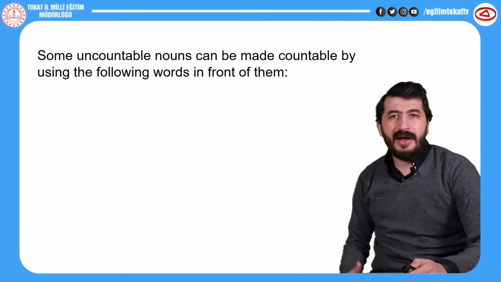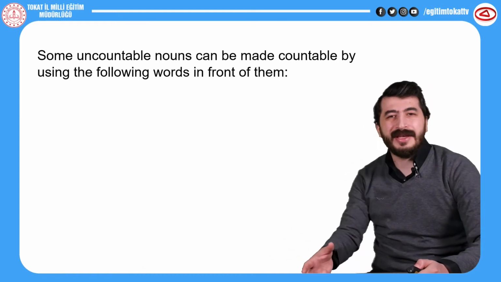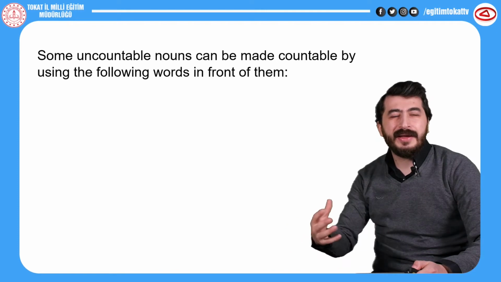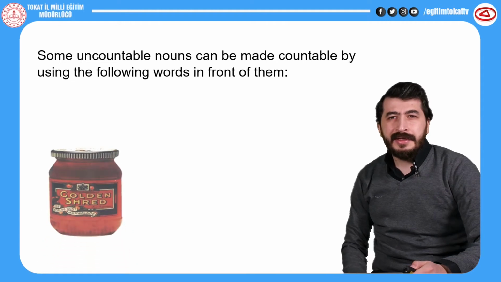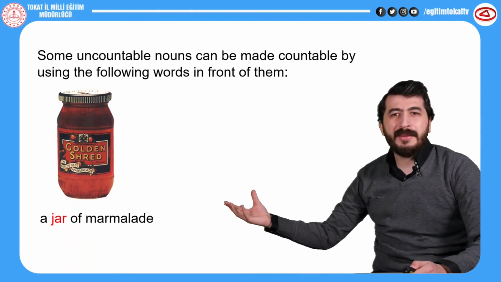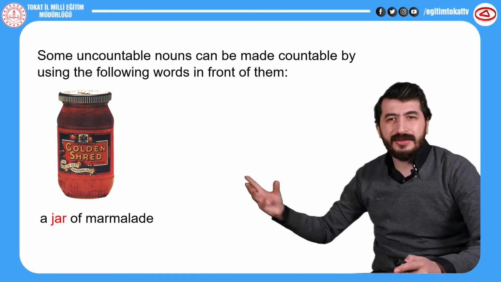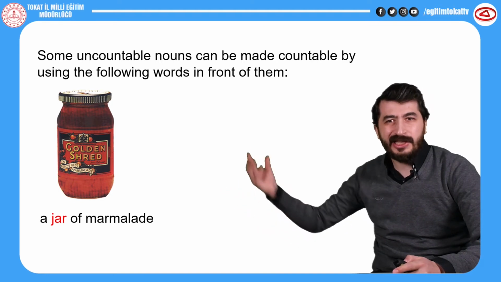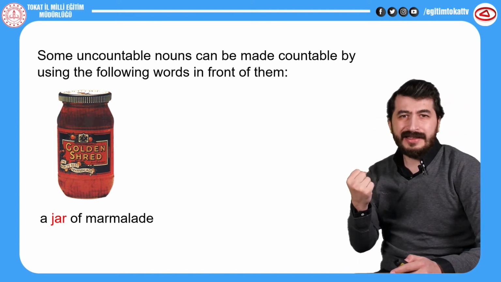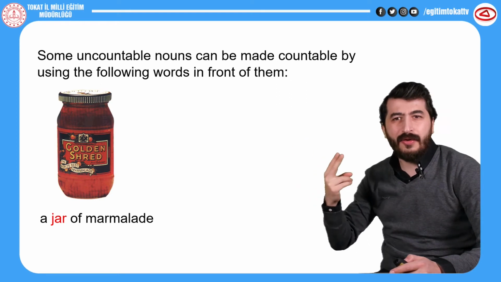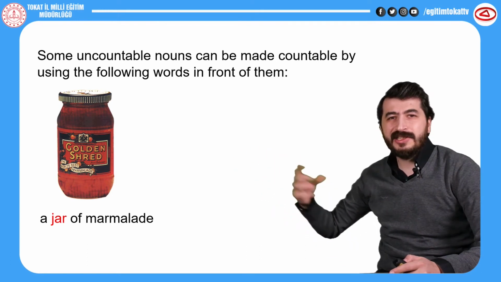Okay. Some uncountable nouns can be made countable by using the following words in front of them. We can make them plural now. How can we make it? Let's see. Here we have marmalade. Marmalade is uncountable. You can't use marmalades. No. You can use a jar of marmalade. A jar of, like here. So, I need 2. How can we say 2 jars of marmalade? We can make them plural by jars.